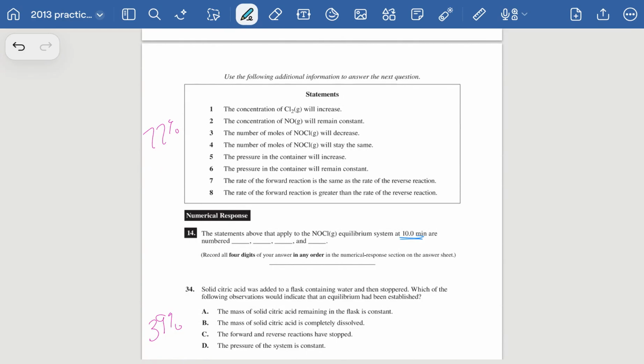So if you are increasing or decreasing, you're not in equilibrium. So we're looking for those words like constant, stay the same. So we're taking out number 1. We know it's going to be number 2, not number 3, but number 4. The pressure, well, we're not going to change it. Pressure will remain constant because you're in equilibrium. And then lastly, knowing the equilibrium definition, the rate of the forward reaction is the same as the rate of the reverse. Can't be number 8 because of that greater term. It needs to be the same.